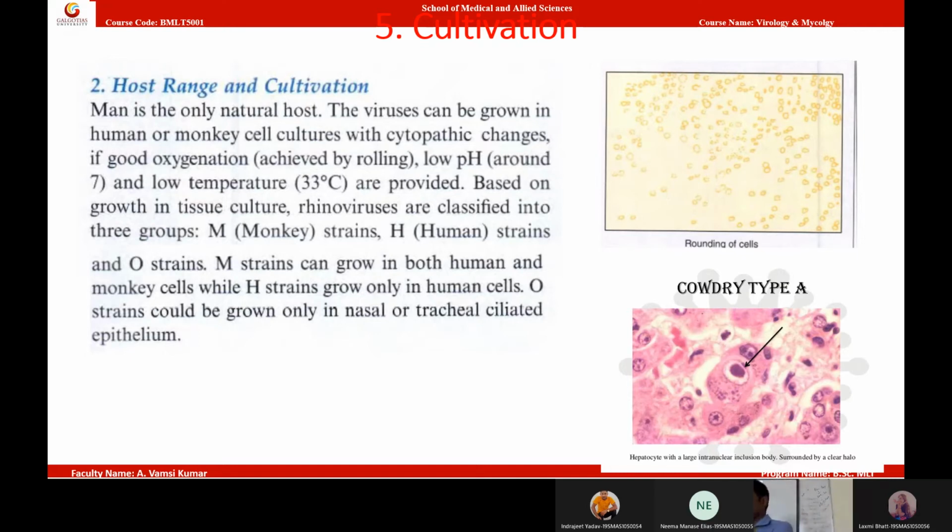Next, the cytopathic effect: in the bracket, rounding of cells. Rounding of cells can be seen in rhinovirus. What are the four types of cytopathic effects? Syncytium formation, cellular necrosis, clumping of cells, rounding of cells. Rounding of cells is seen in rhinovirus.